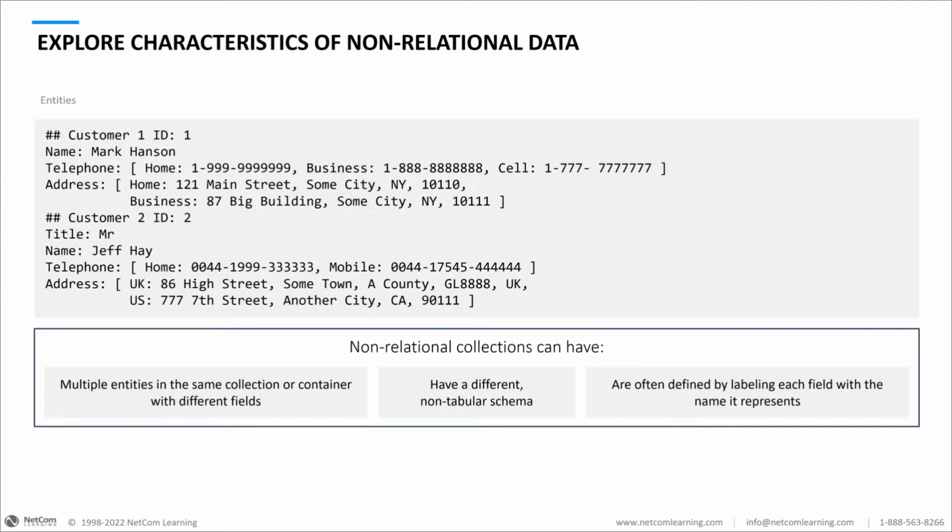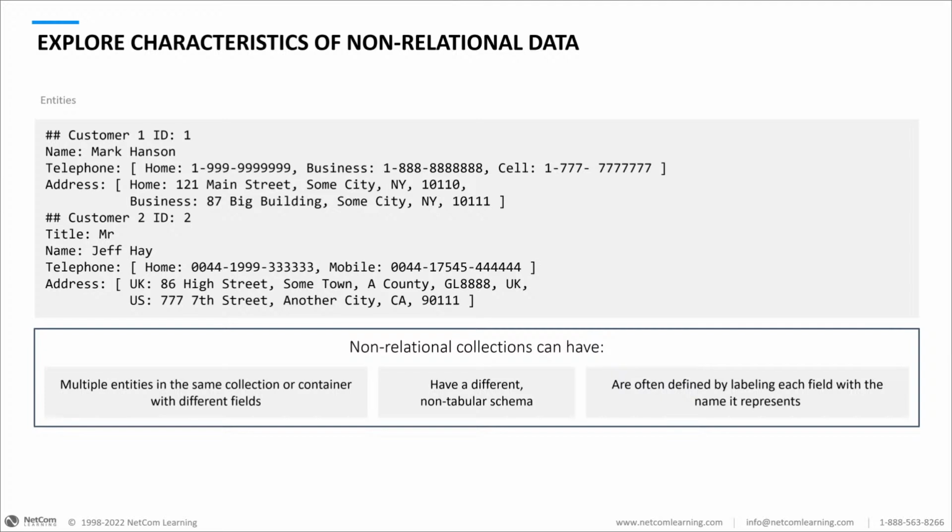Now we're going to take a look at non-relational database systems. Non-relational database systems are a much different animal in the way that data is stored in the tables. First of all, non-relational databases have collections. They don't actually have relationships in them. So multiple entities in the same collection or container with different fields.